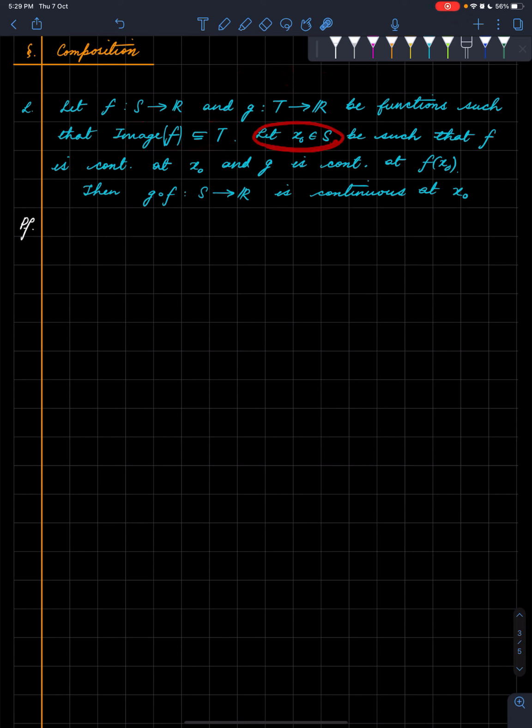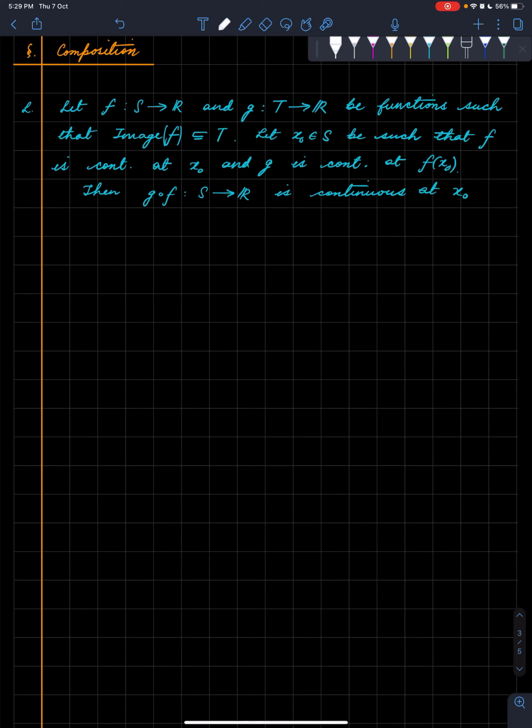Now we fix a point x0 in the domain of f, such that f is continuous at that point and g is continuous at the image of that point under f. Then the claim is that the composite is also continuous at x0.